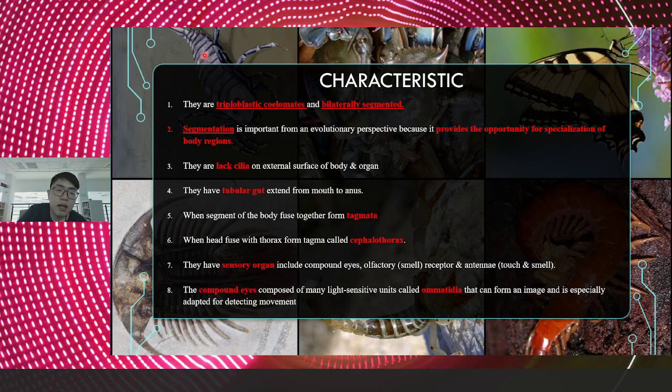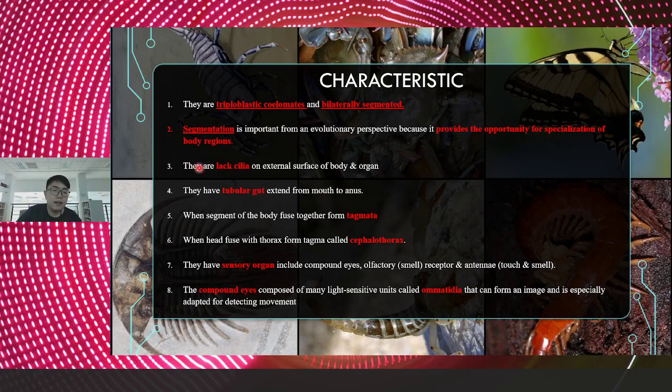So segmented means the body of this species has parts. If you look at this, you see there are parts, one part after another. This is called segmented. Segmentation is very important from an evolutionary perspective because it provides the opportunity for specialization of body regions, from the evolutionary history.